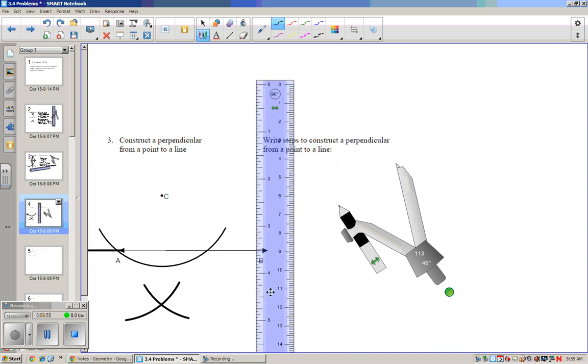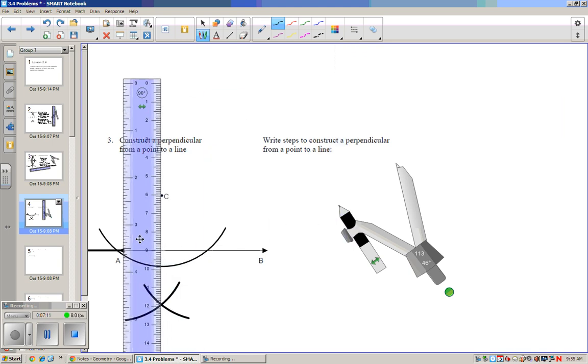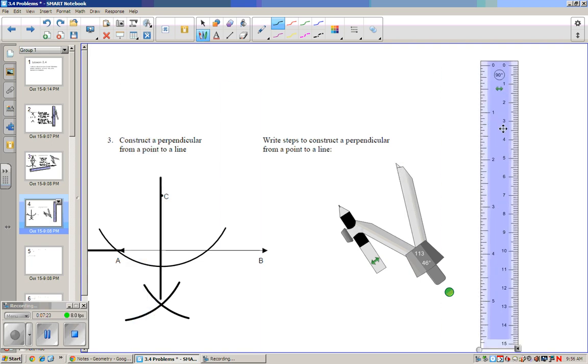Now what that means is from C, we constructed our first arc. So the distance to the line segment over here at the intersection and the line segment over here is the same from point C. And then I did the exact same distance from those two points below. So ultimately what I found is a perpendicular line. So now all I have left to do is to draw in my perpendicular line through point C. And again, we need to remember to label everything we make. So all I need to do is say that that's a 90-degree angle.